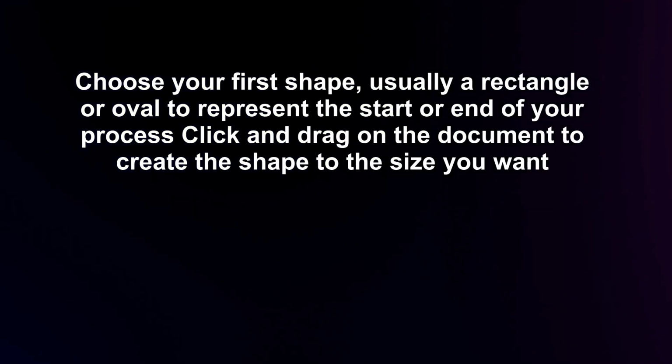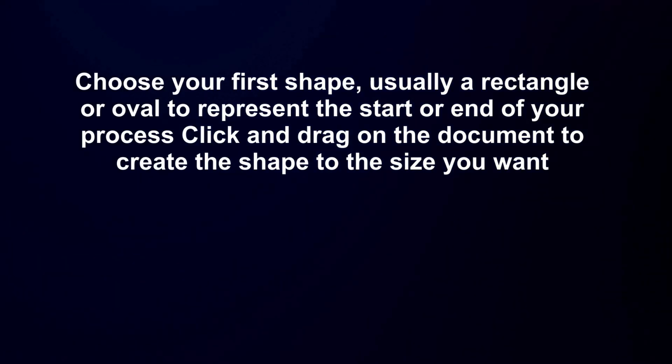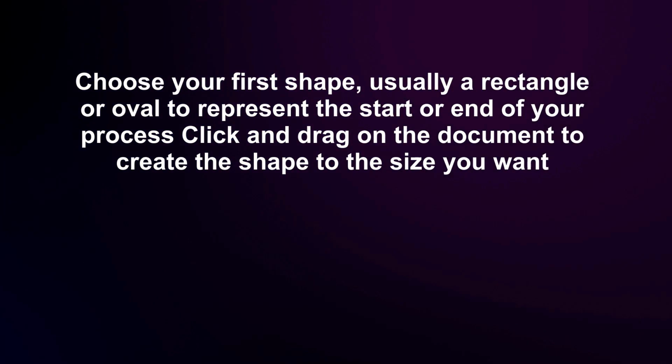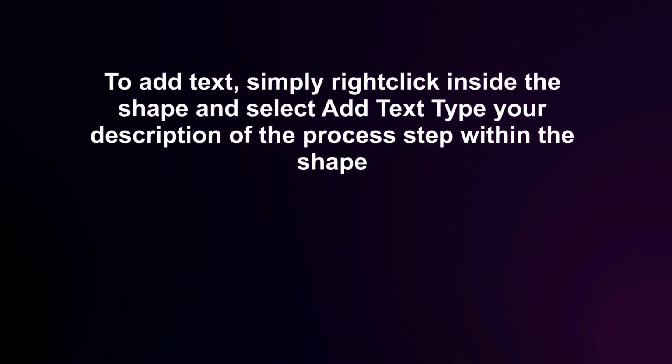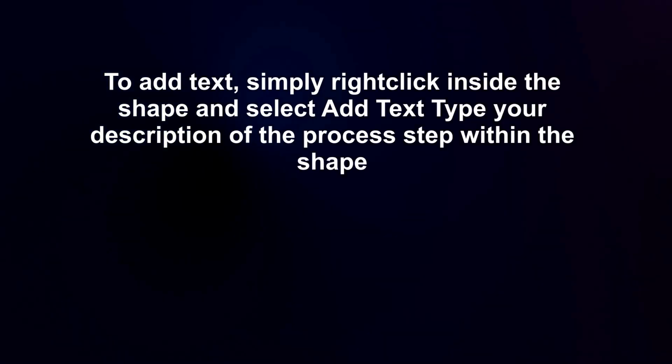Choose your first shape, usually a rectangle or oval, to represent the start or end of your process. Click and drag on the document to create the shape to the size you want. To add text, simply right-click inside the shape and select Add Text. Type your description of the process step within the shape.